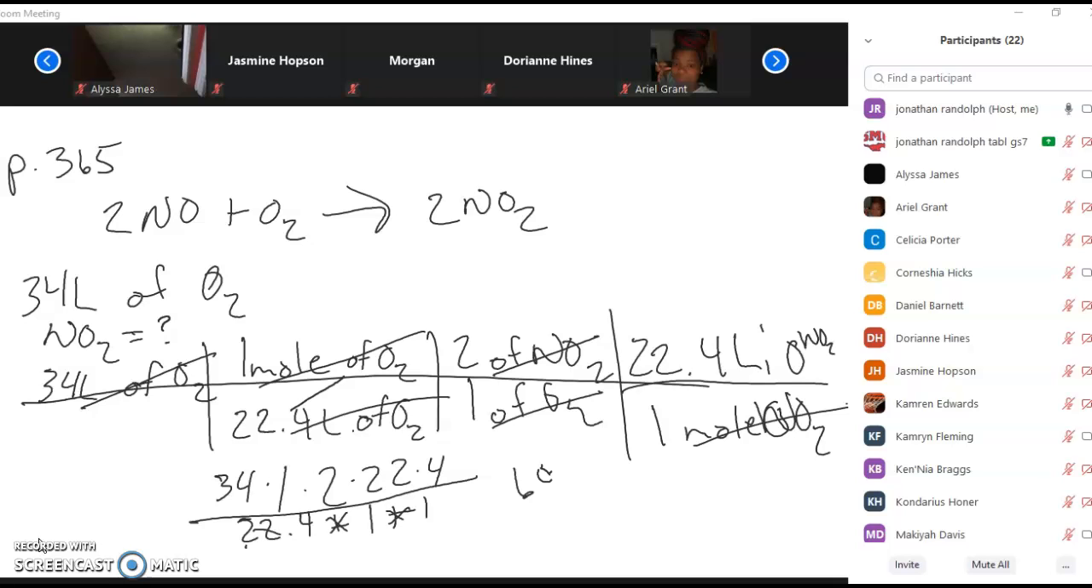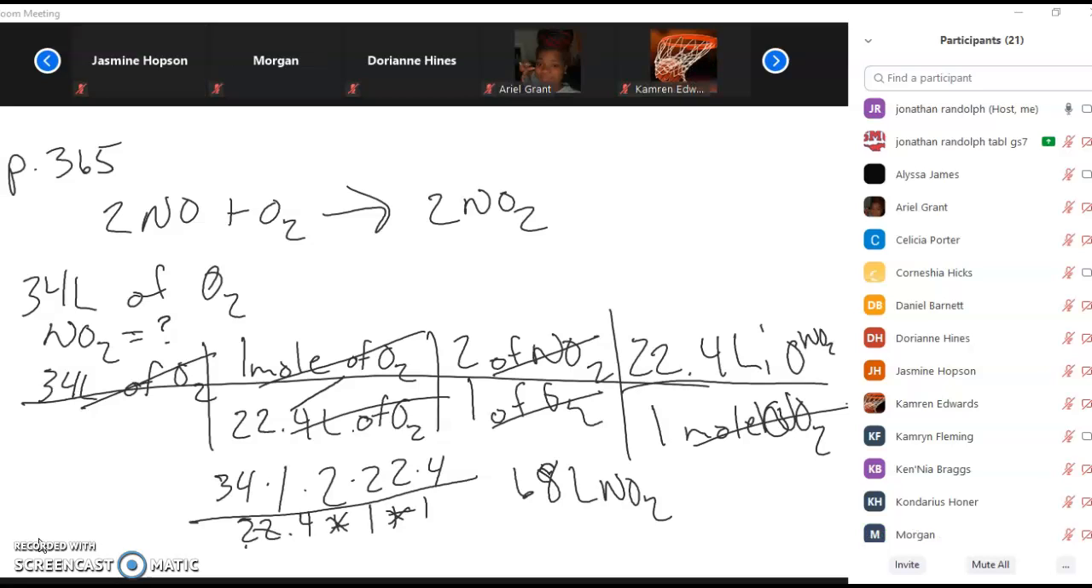64 or 68? You should get 68 liters of NO2. You all can do those. That is the end of chapter or section 2.